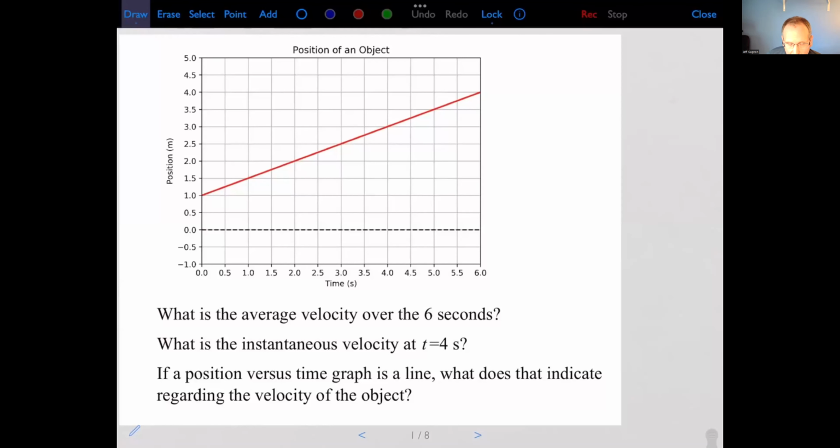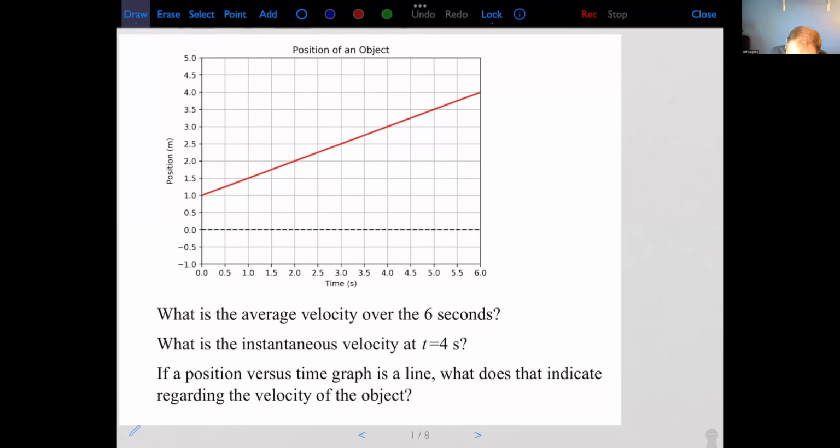Okay, so here we have a position versus time graph. One of the things you can see is that it's linear. We'll talk about what that means later. And the first question is, what is the average velocity over the entire 6 seconds that this object is moving?